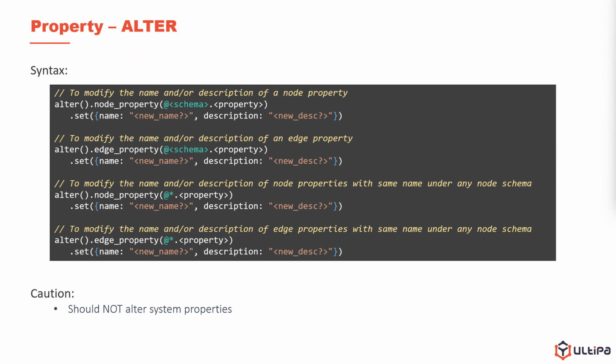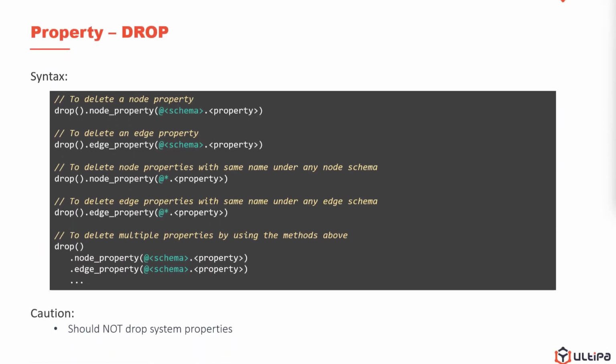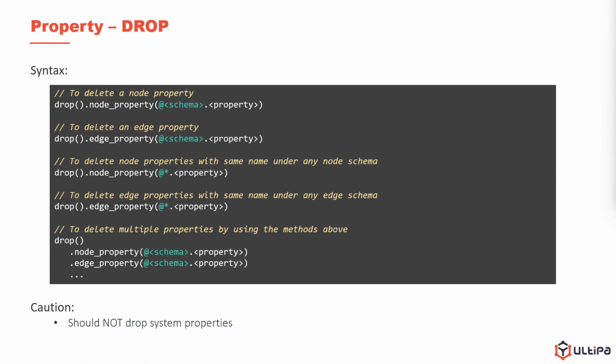Changing the name or description of a property can be applied to a specific property or properties with the same name under any node schema or any edge schema. And deleting a property with a specific name can be applied to a specific schema or to any node schema or any edge schema.